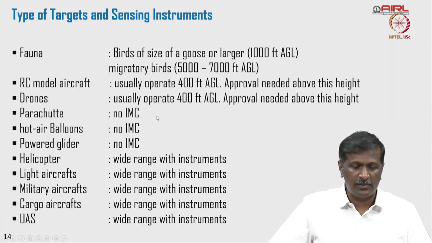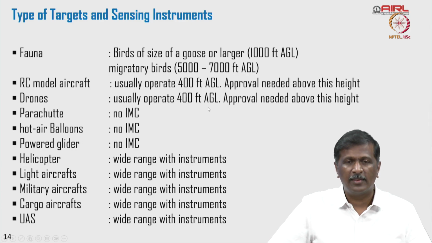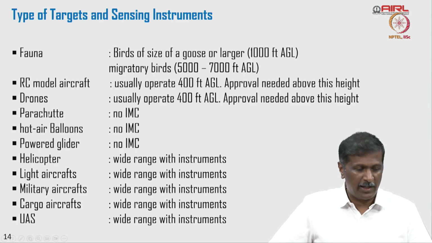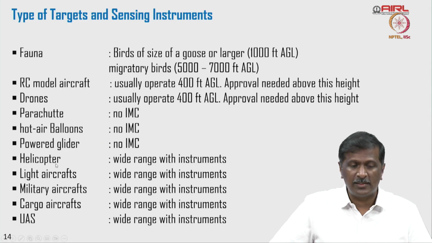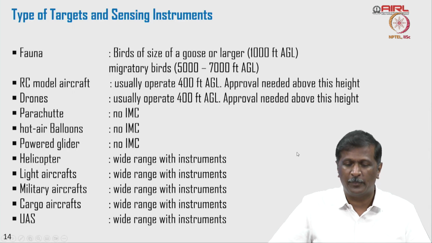You have multi-rotor systems, which usually operate up to 400 feet. They could be human operated, not autonomous. You could have parachutes, hot air balloons, and gliders. Very important: parachutes, hot air balloons, and power gliders may not have the ability to maneuver so easily. Then you could have helicopters, which are instrumented with all kinds of sensors. You can have light aircraft, military aircraft, cargo, UAS, everything could operate. All of this could be targets that could appear in front of you.